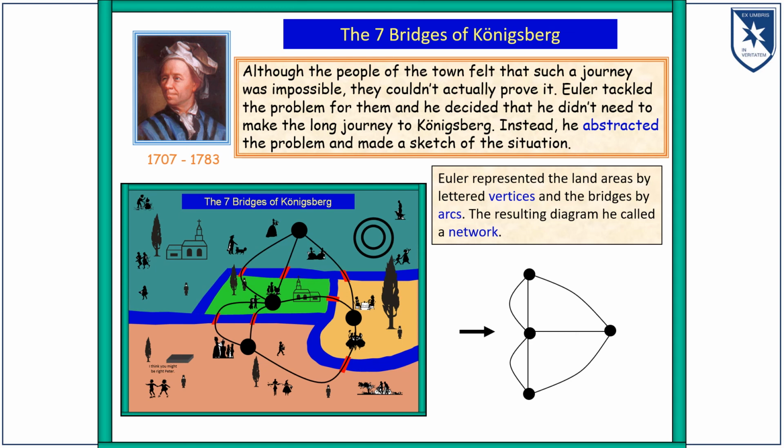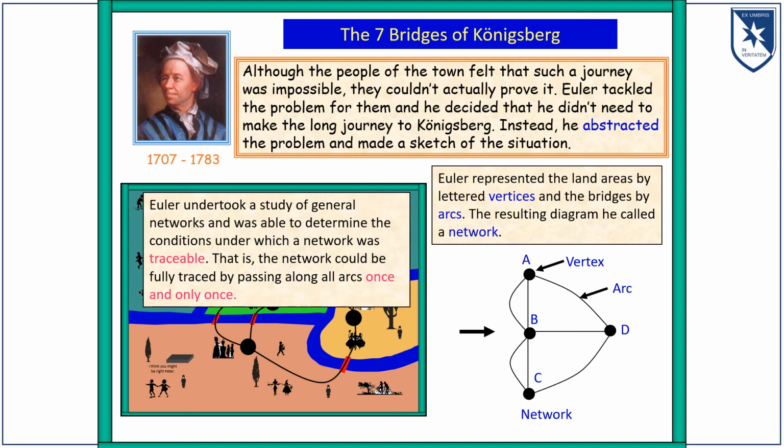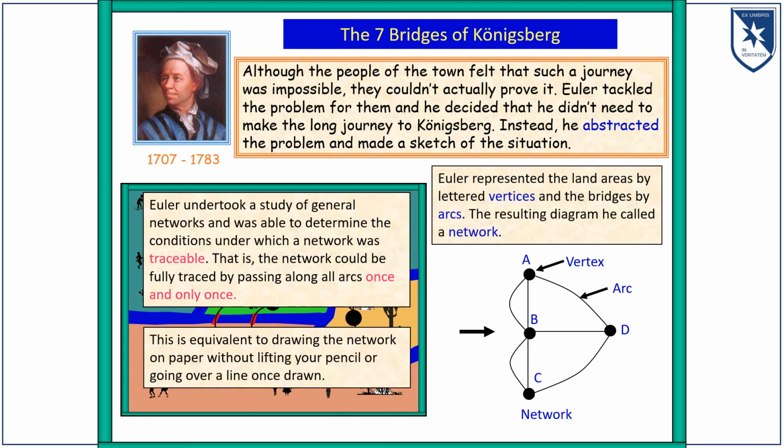So Euler was actually responsible for starting this work on graphs and networks that we study in Decision Maths 1. Euler undertook a study of general networks and was able to determine the conditions under which a network was traceable. That is, the network could be fully traced by passing along all arcs once and only once. This is equivalent to drawing the network on paper without lifting your pencil or going over a line once drawn.